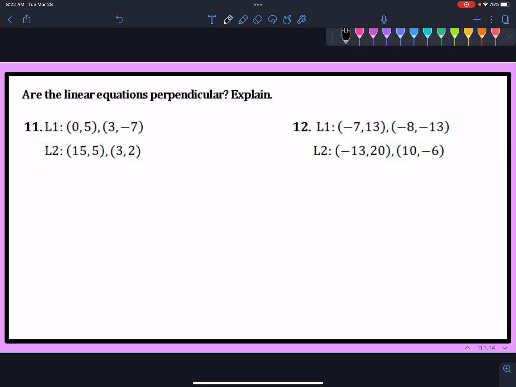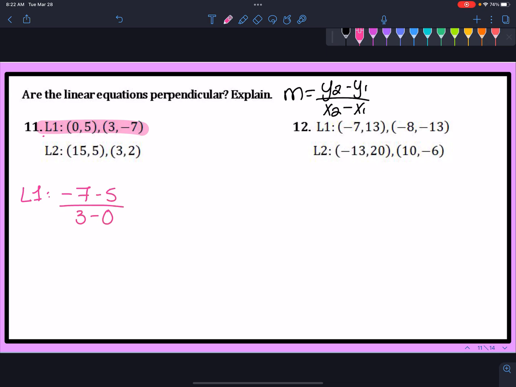Okay, the last couple questions, 11 through 14, are similar to the last 4 questions we did with parallel lines. We're given 2 points that are on lines, and we have to solve for their slopes. So I'm going to start with line 1, and I'm going to find the slope. So remember, we are using this equation, y2 minus y1 over x2 minus x1. So I can do negative 7 minus 5 over 3 minus 0. This gives me negative 12/3, which gives me negative 4 as my slope.